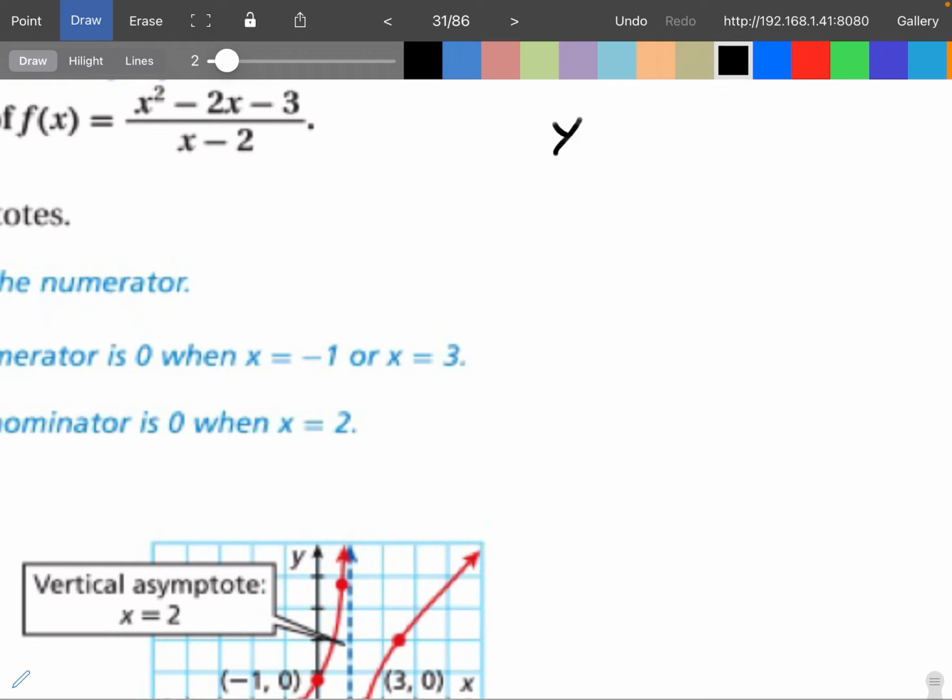All right, well, let's write this function down over here and see what we can do. So I'm going to actually write it down over here so you guys can see it. So what we're looking at is y equals x squared minus 2x minus 3 all over x minus 2.